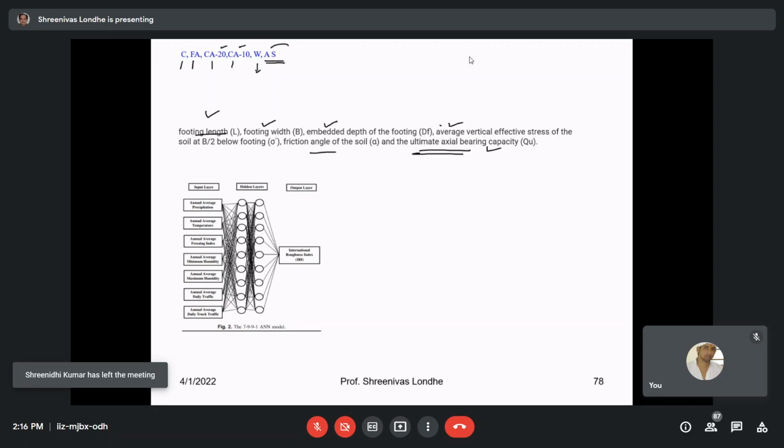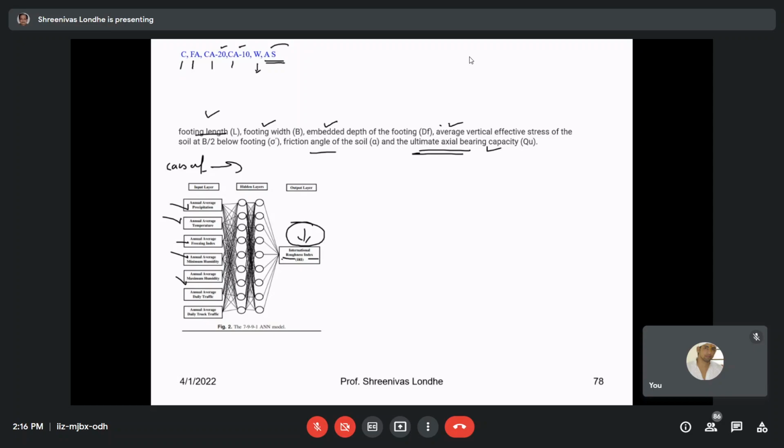You can observe here, to get the International Roughness Index, IRI, these are the inputs: annual average precipitation, annual average temperature, freezing index, annual humidity, minimum humidity, maximum humidity, likewise. So these are the causal inputs to map or to get this output of IRI, the roughness index.